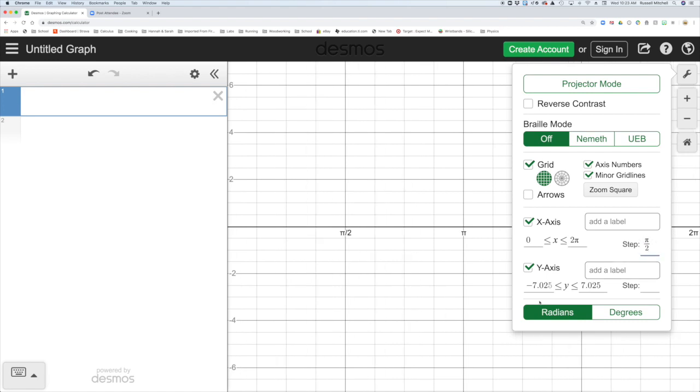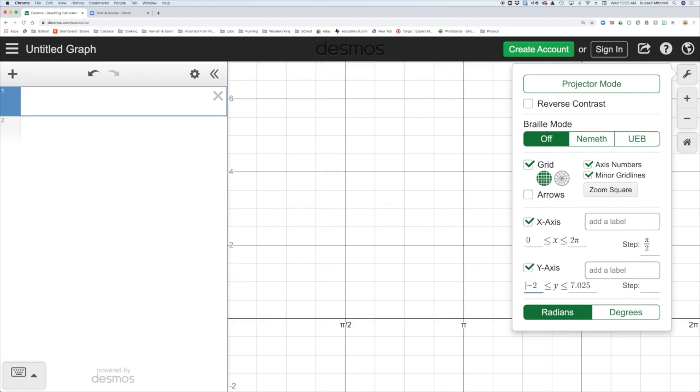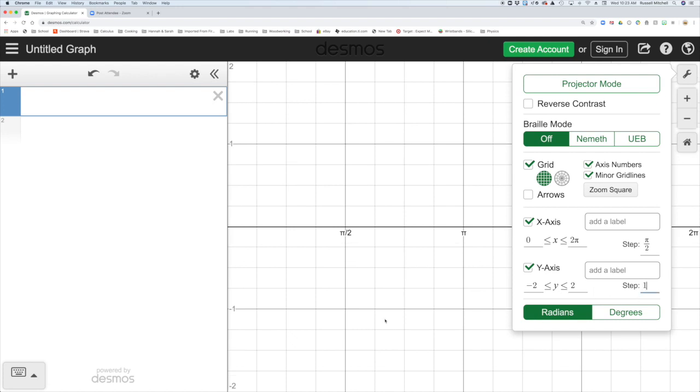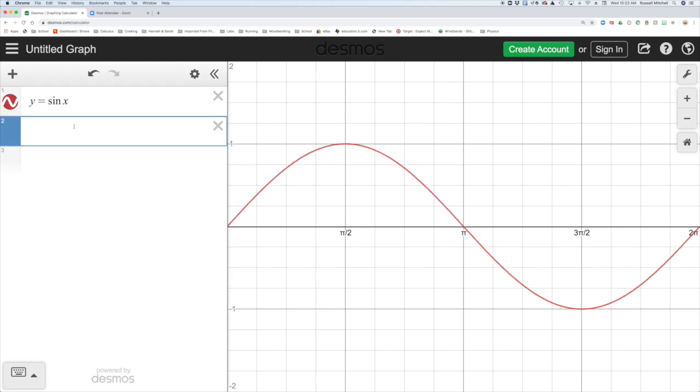Okay, and for y min, -2. Whoops, I put 2 negatives. Okay, so -2 to 2. So this is equivalent to setting up the window for the graphing calculator, okay? And then 1. And then what we want to do is type y equals sine of x, and that produces the sine graph, right? And then we want to do a second one, and we want to do y equals -0.65.